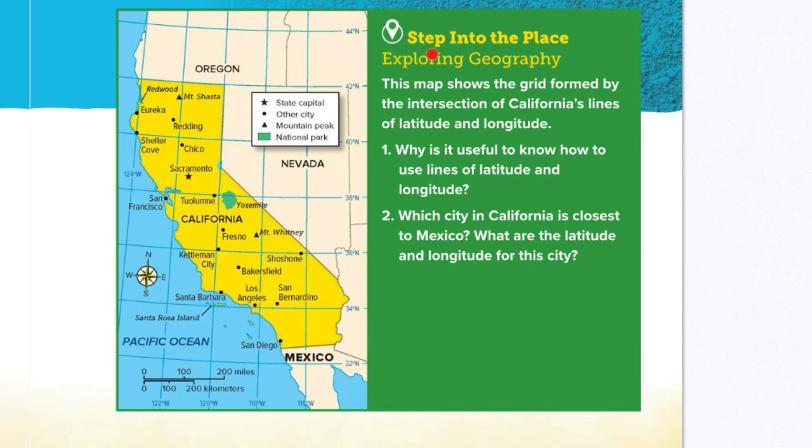This map, it says, step into the place exploring geography. This map shows the grid formed by the intersection of California's lines of latitude and longitude.